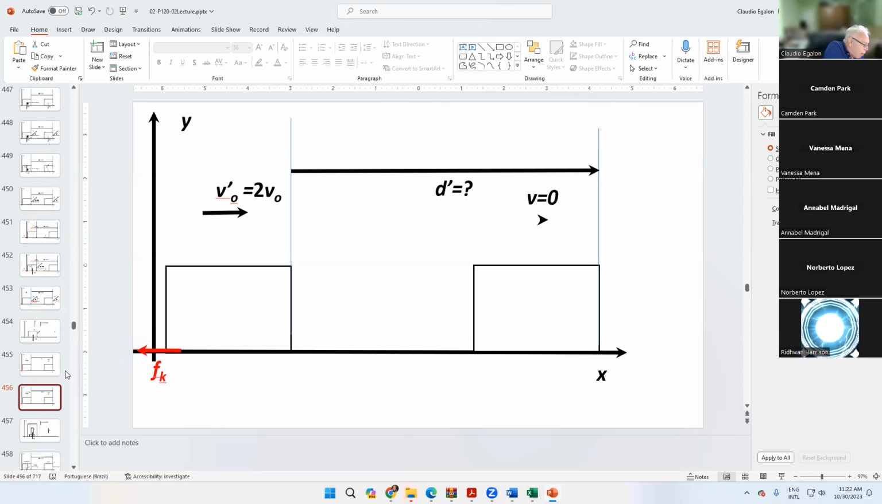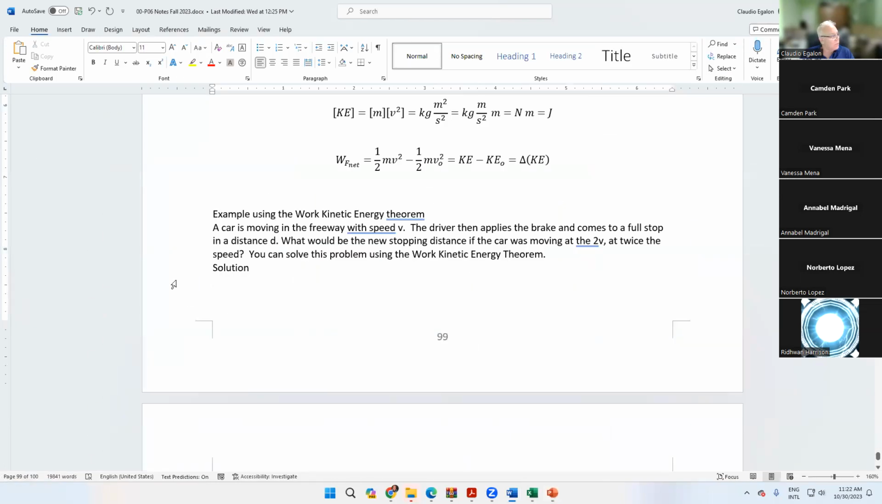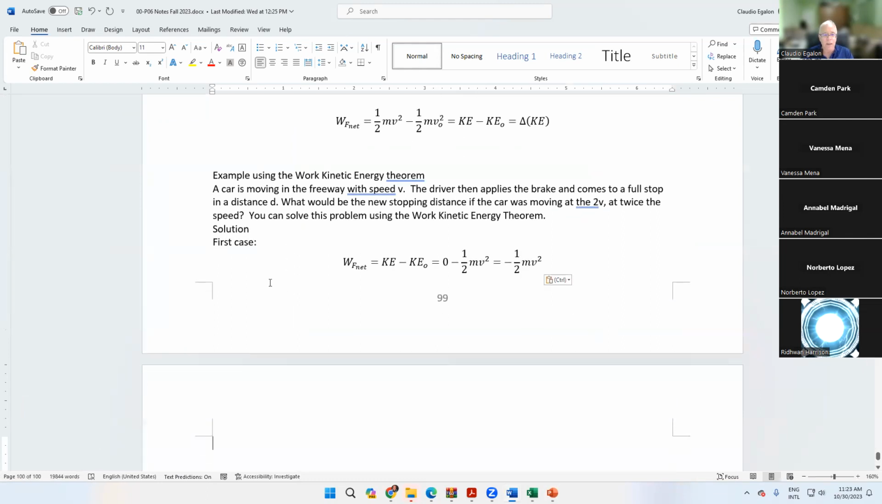There is a way to solve this problem using the work kinetic energy theorem. And I'm going to do that right now. Solution. Okay, here you go. First case. The final kinetic energy is going to be 0 because the car came to a stop. Initial kinetic energy is going to be half of m v squared.